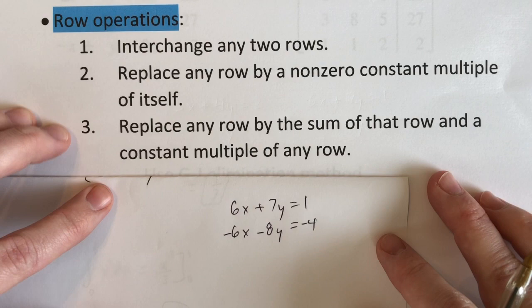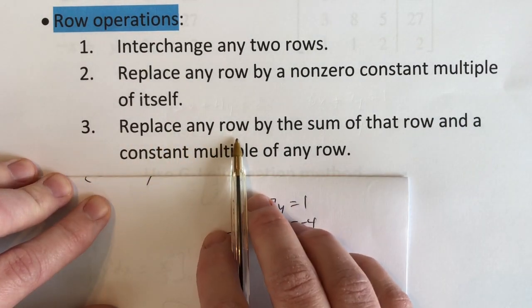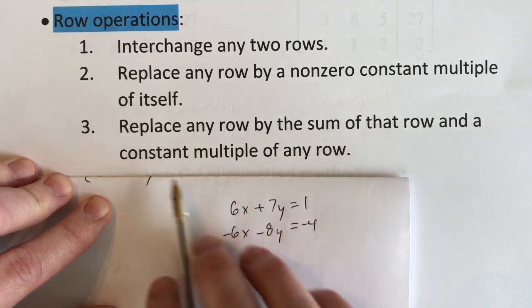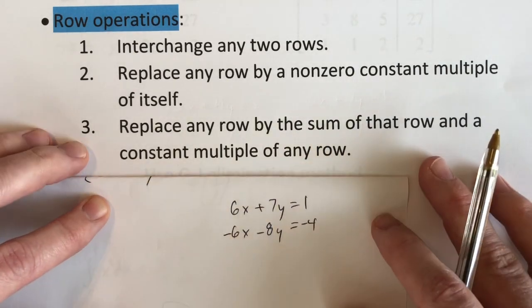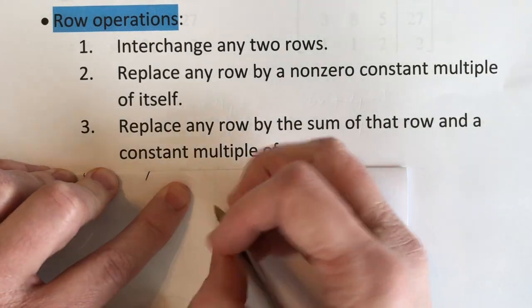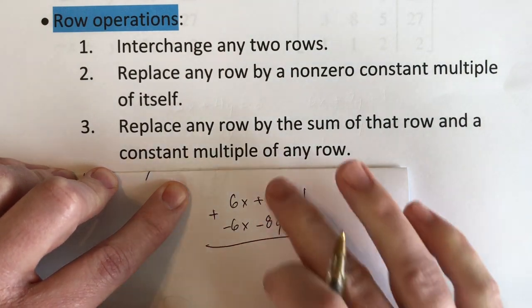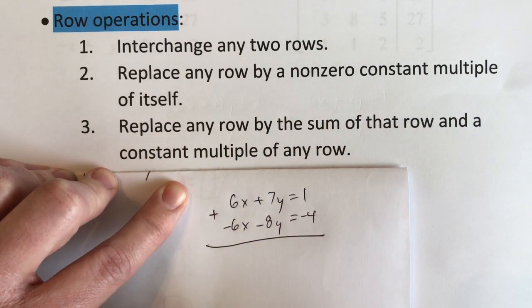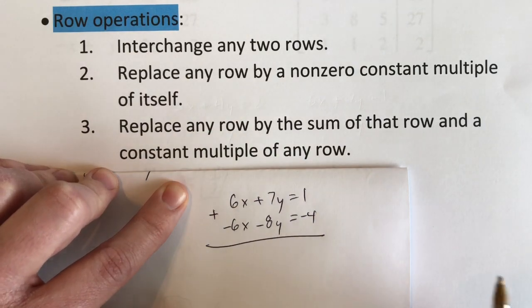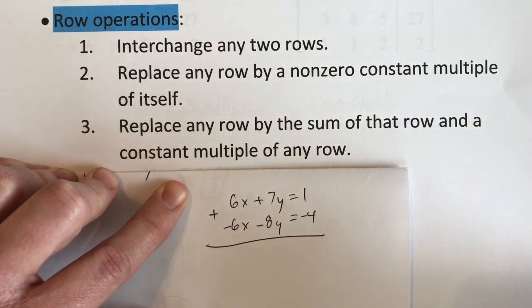And the last thing you're allowed to do with respect to row operations is replace any row by the sum of that row and a constant multiple of any row. That sounds like a lot, but really the gist of this is what I'm getting ready to show you. You're allowed to add 2 equations together in order to help you solve that system. So again, things that you've done before are making up the row operations that we're going to be looking at in terms of the Gauss-Jordan elimination method.